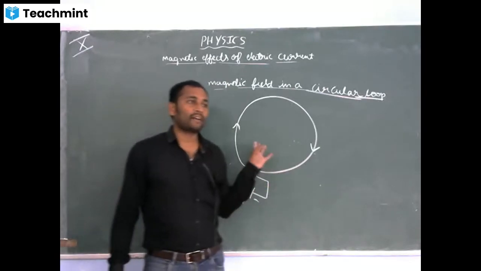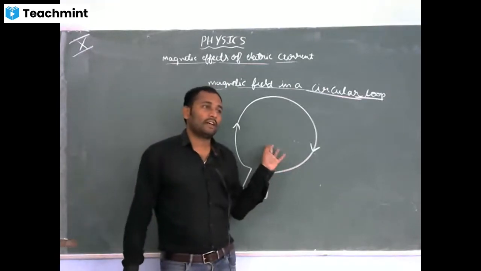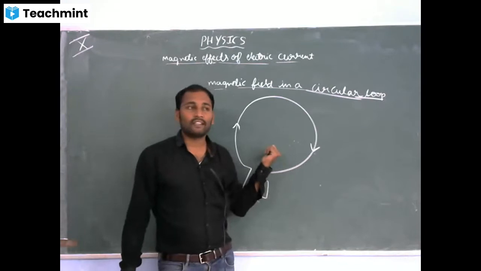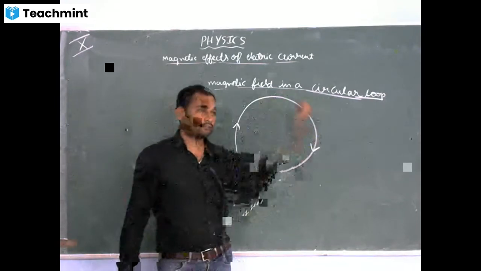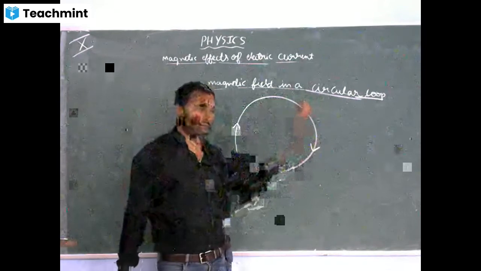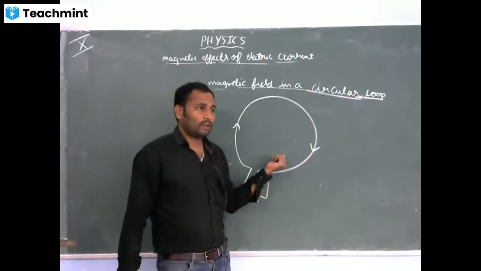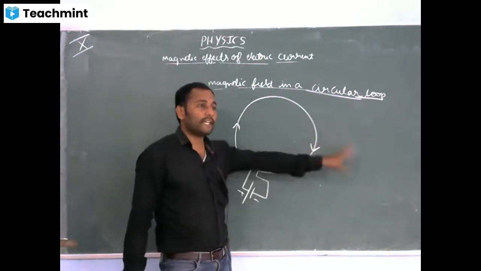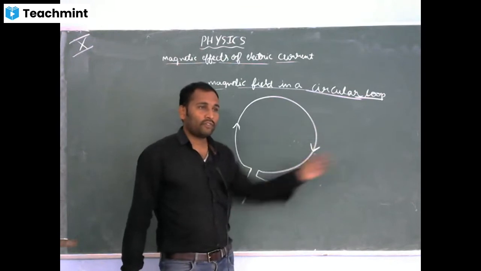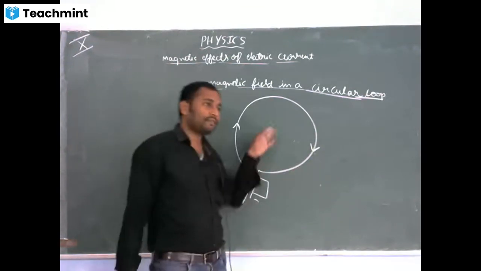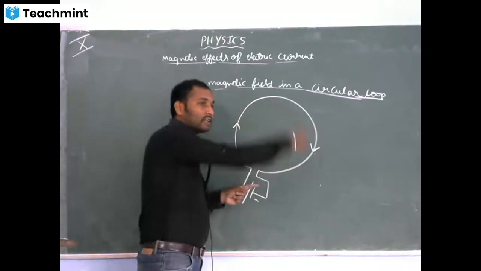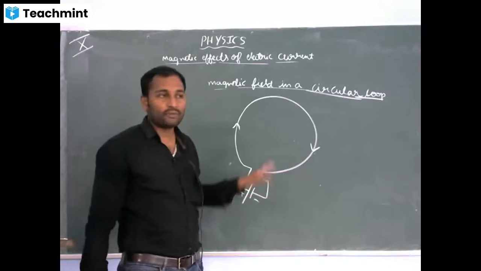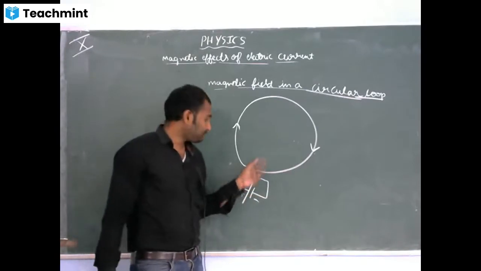We have to determine magnetic field lines and also the direction of magnetic field lines in a current carrying circular loop, and also how the strength varies. If we increase current, what happens? If we move away from the circular loop, what happens? If we increase the number of turns, what happens? So this we are going to find out.